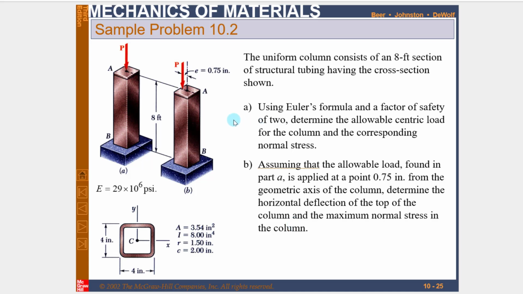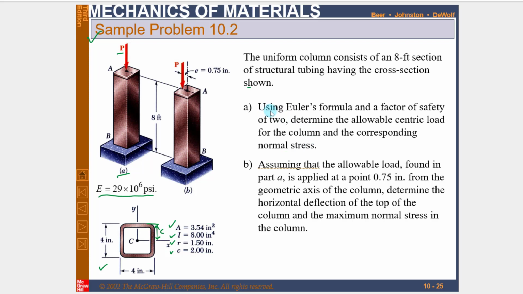Next is the sample problem 10.2. So in this problem it is given that a uniform column consists of 8 feet section of structural tubing having the cross section shown. So you can see the cross section is shown, the length is 8 feet, and that is acted upon by an eccentric load in part A. The modulus of elasticity is given, and this tubular section is shown over here, which is 4 by 4 inch. All other values, area, its moment of inertia, its radius of gyration, and C is the distance from neutral axis to the topmost. All the values are given.